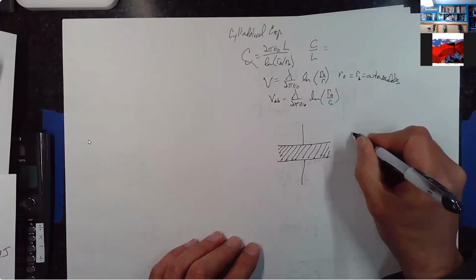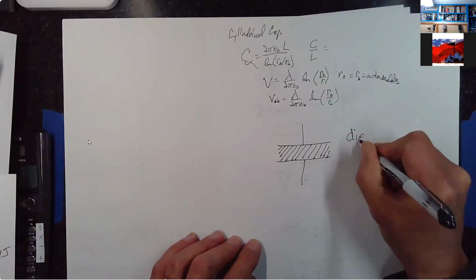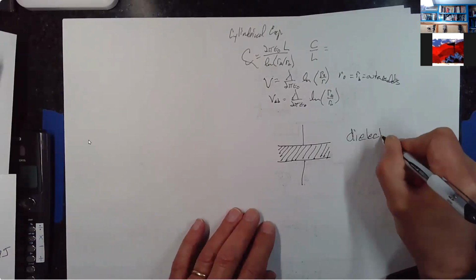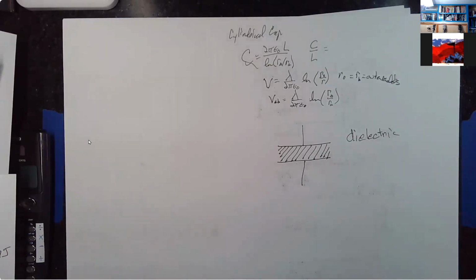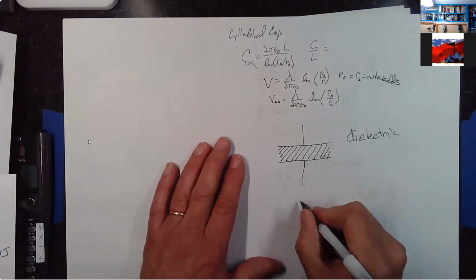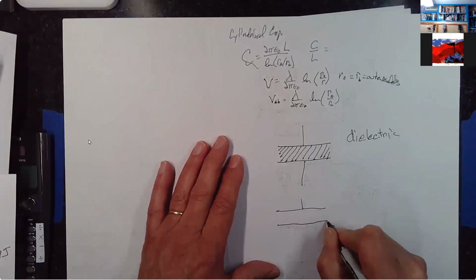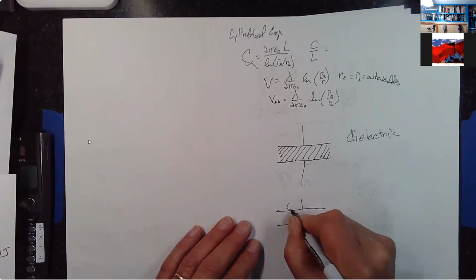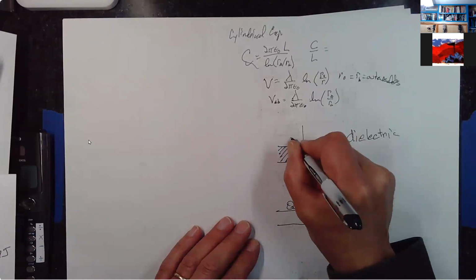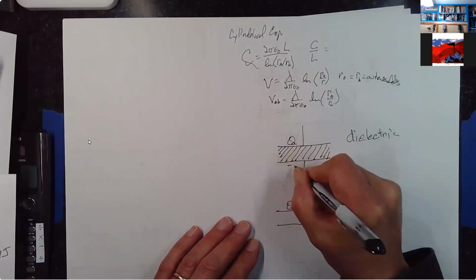And so that can increase the capacitance, and it does it in kind of an interesting way. What the dielectric does is, for a particular amount of charge on the capacitor, we'll suppose we have a Q up here and a minus Q down here.